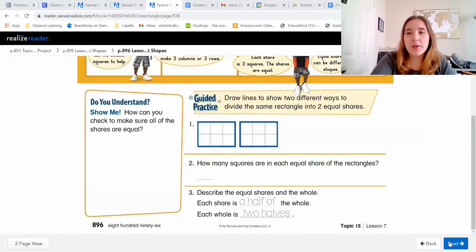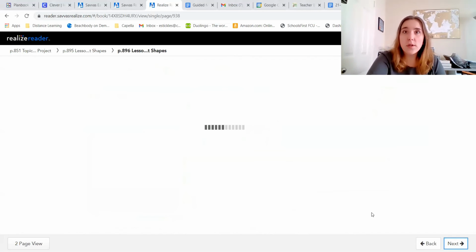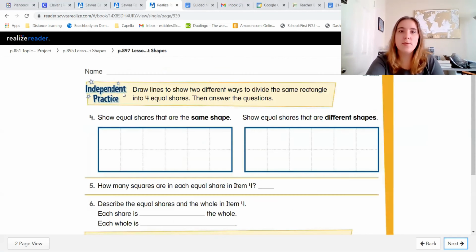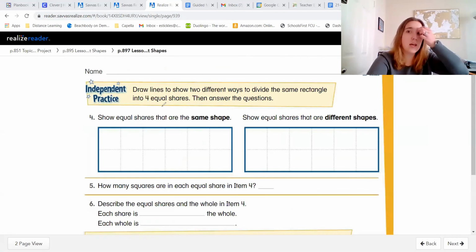Okay, so let's go try it. Let's go back in our workbooks. Okay, I'm gonna turn the page. We're gonna do number 4 together. So let's look at number 4. Draw lines to show 2 different ways to divide the same rectangle into 4 equal shares. So same kind of thing as what we were doing on the other page. So we need to show equal shares that are the same shape. So the first one, we're going to do shapes that are the same.